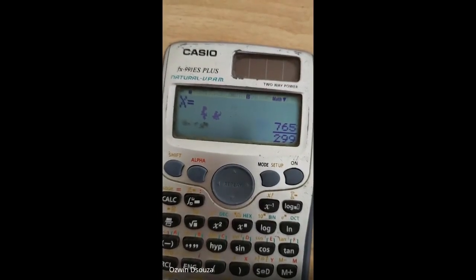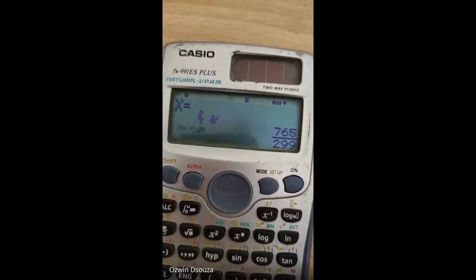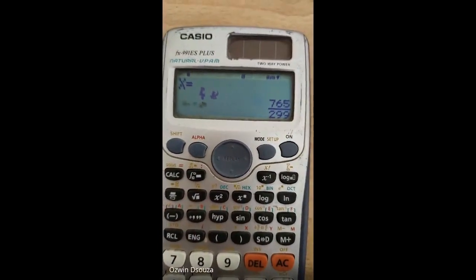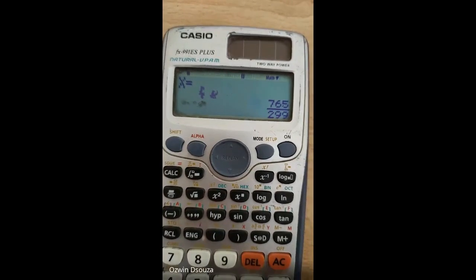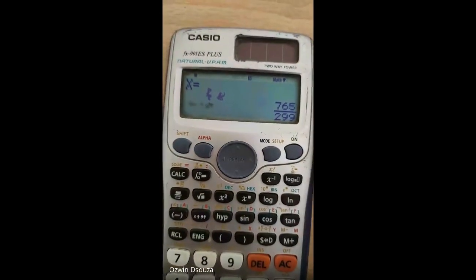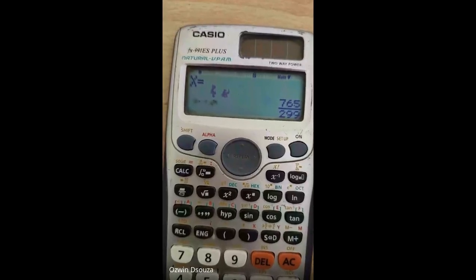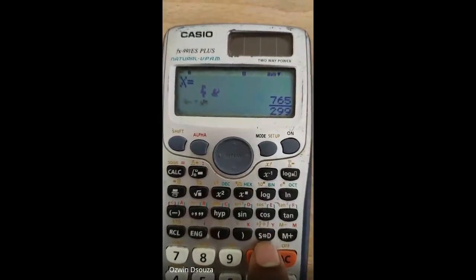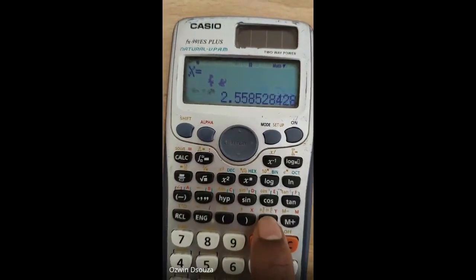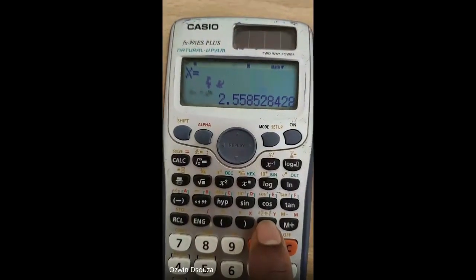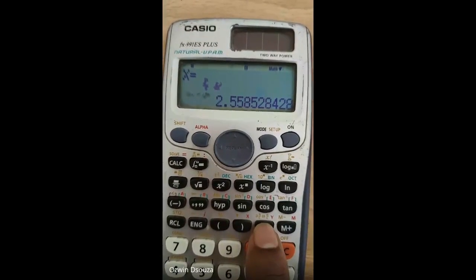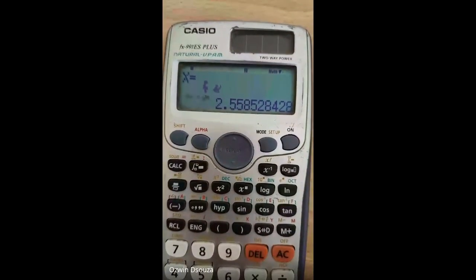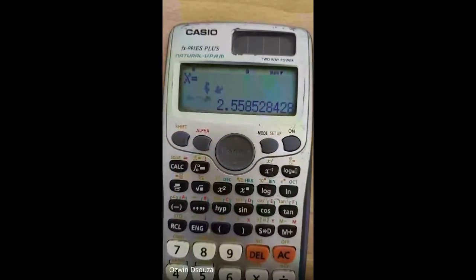X corresponds to I1, y corresponds to I2, and z corresponds to I3. This is in fraction, so you can always press this S to D. It gives you in digits. So current is 2.55 amperes. X is equal to I1 is equal to 2.55 amperes. Then press the equal button once again.